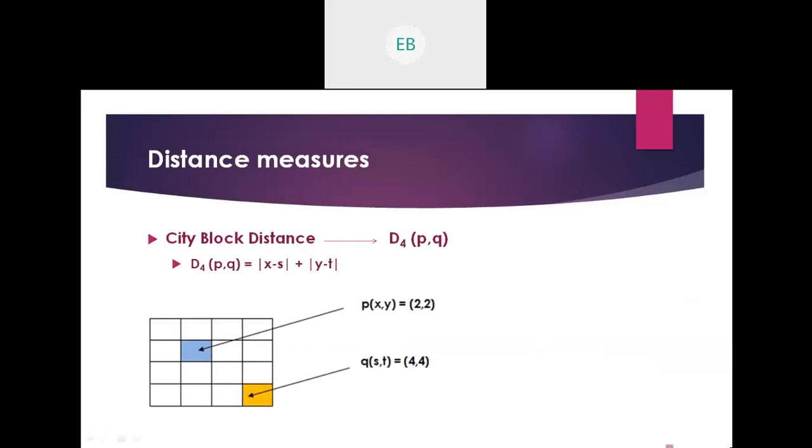So going on to the next topic, today is city distance, that is city block distance. Okay, city block distance is the second type of distance measure. The city block distance is indicated by d4 of p comma q. It is denoted by this equation, and the formula is d4 of p comma q equals mod of x minus s plus mod of y minus t.